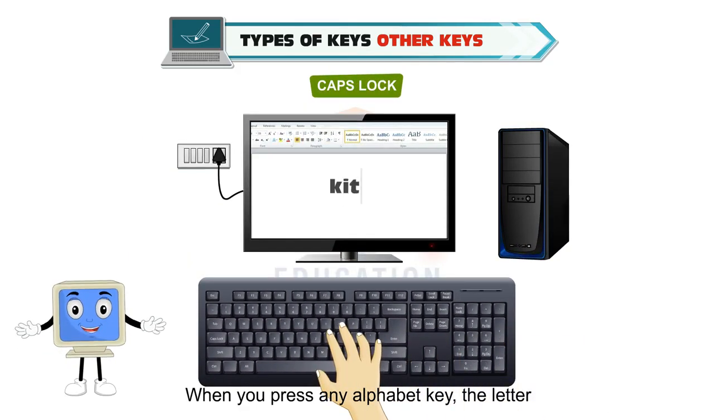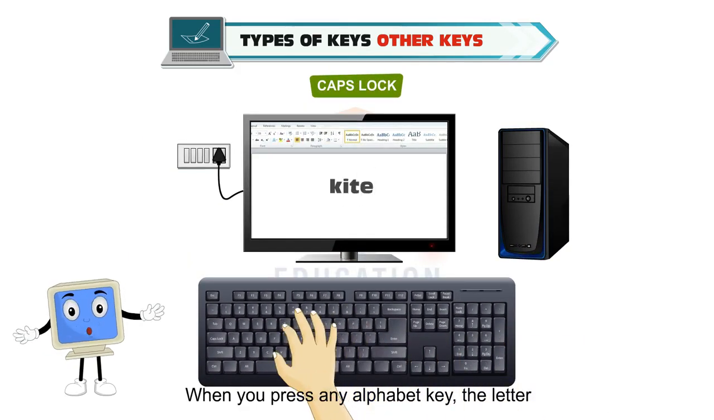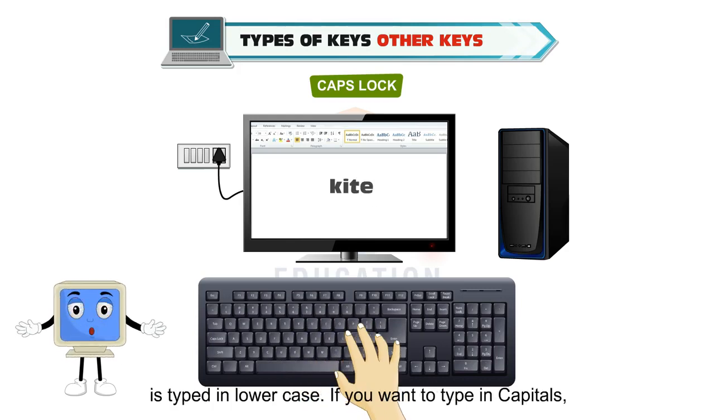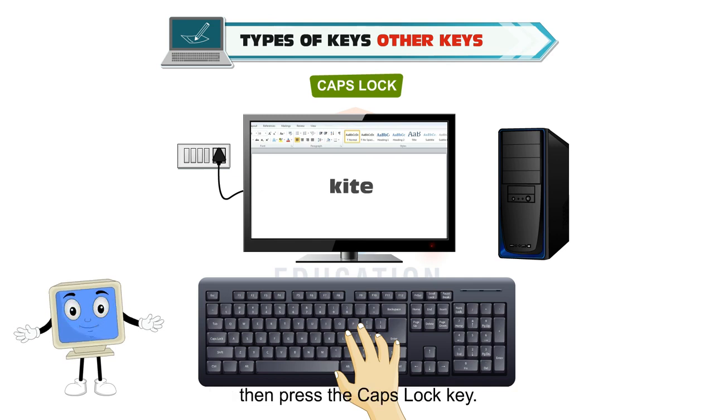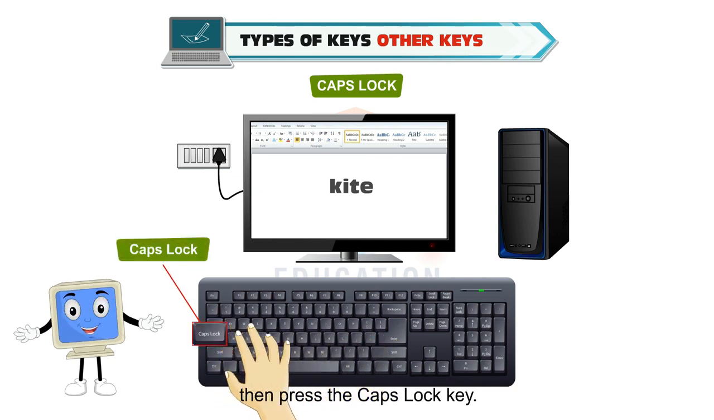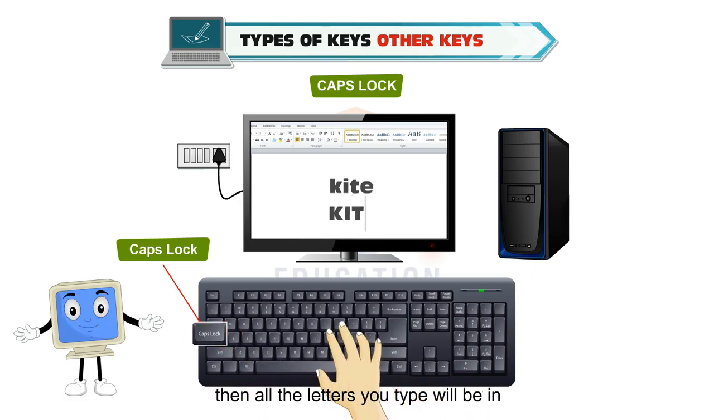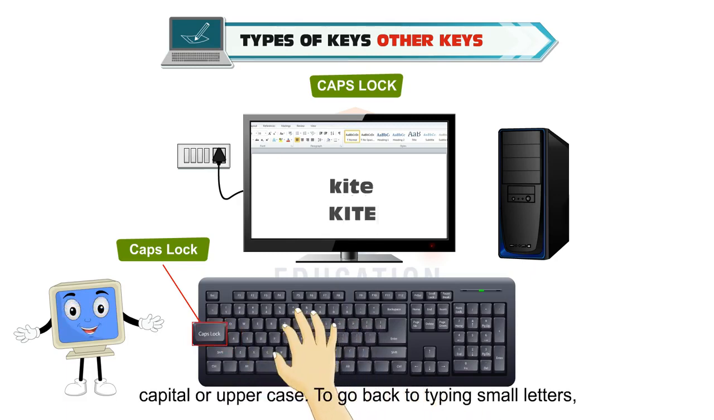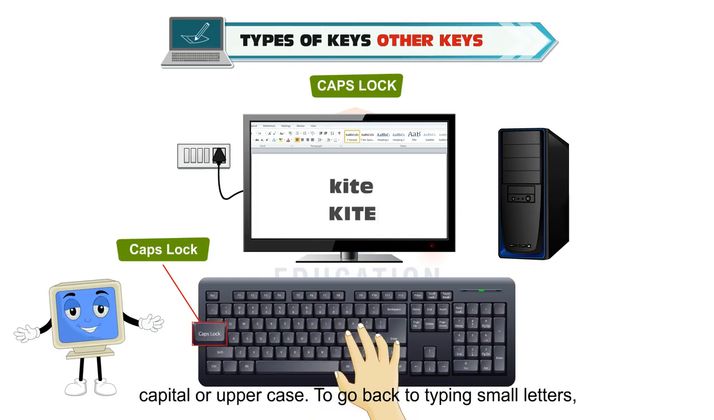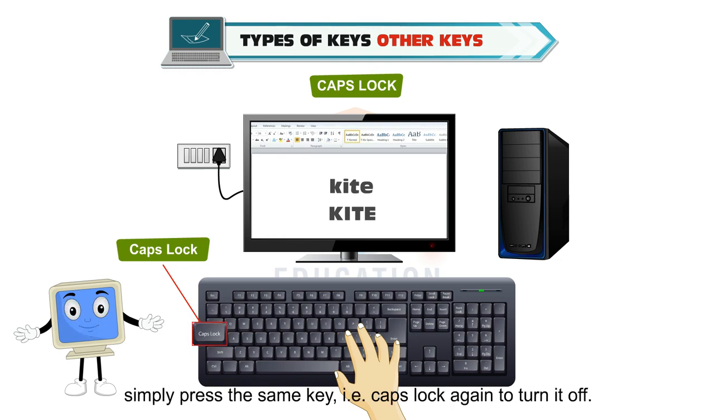When you press any alphabet key, the letter is typed in lowercase. If you want to type in capitals, then press the caps lock key. When the caps lock key is on, then all the letters you type will be in capital or uppercase. To go back to typing small letters, simply press the same key, that is caps lock, again to turn it off.